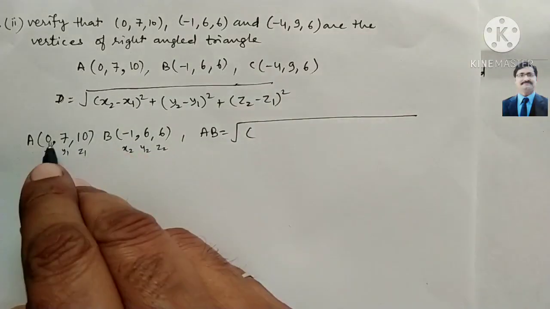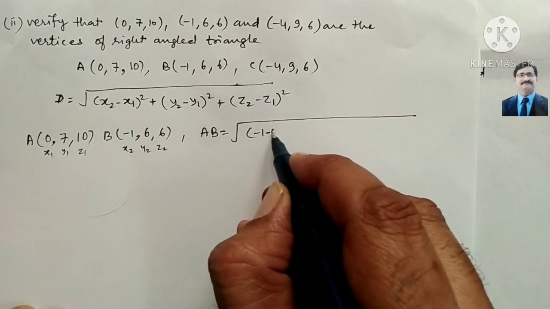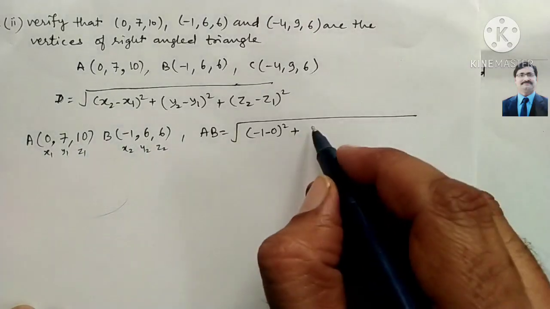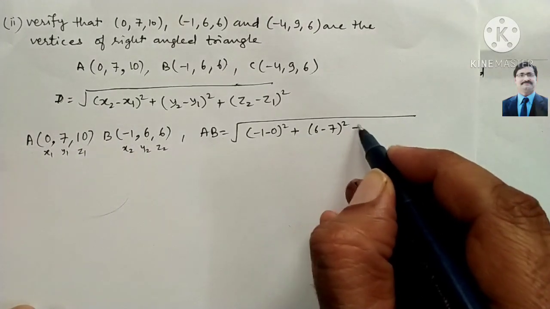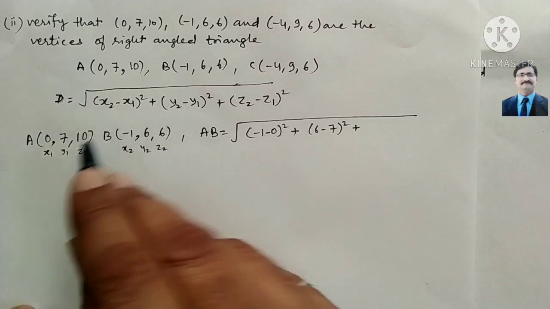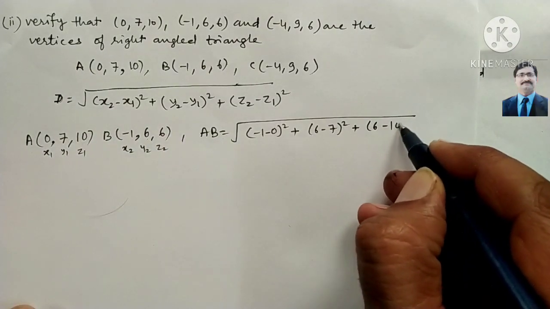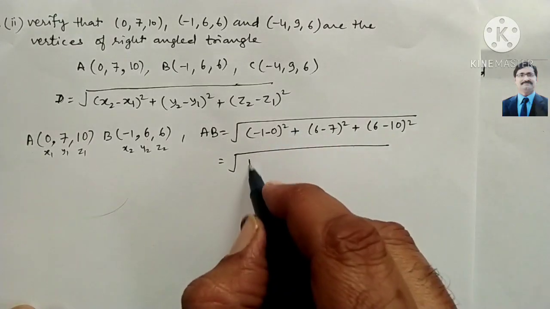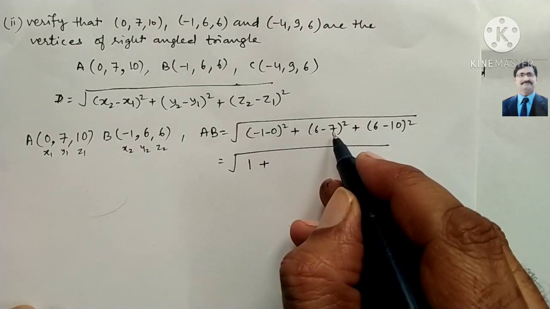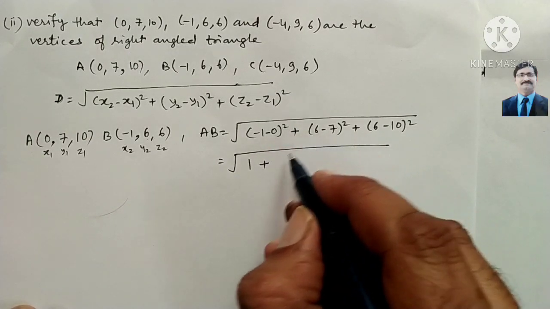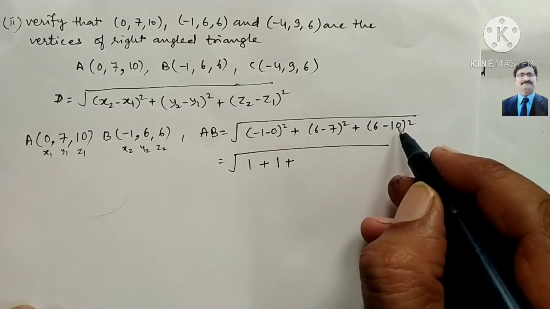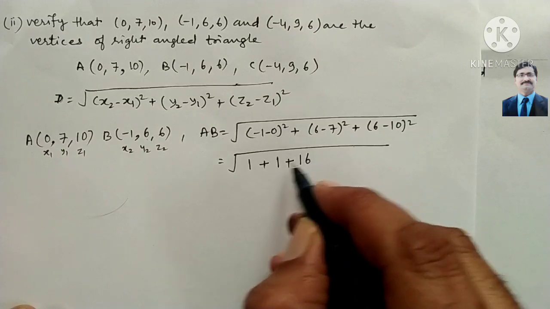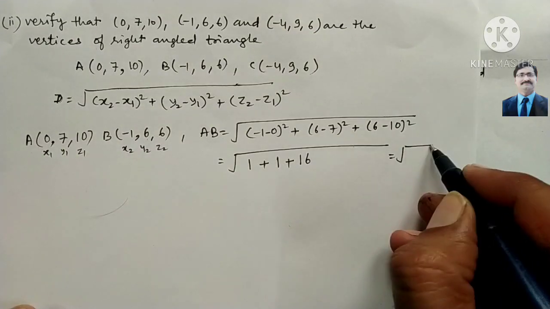And this AB will be equal to x2 minus x1, means we can write minus 1 minus 0 whole square, y2 minus y1, means 6 minus 7 whole square, then z2 minus z1, means 6 minus 10 whole square we can write. And we will solve these. Minus 1 square is 1, and 6 minus 7 is minus 1, and minus 1 square is again 1, and 6 minus 10 is minus 4, square is 16. 16, 17, 18. So we get here root 18.